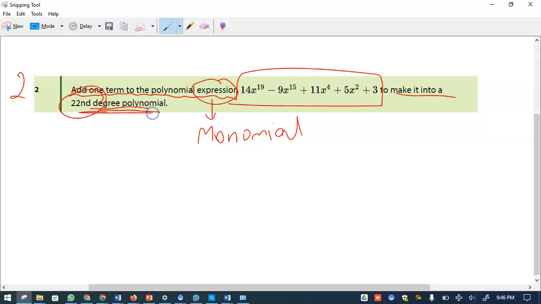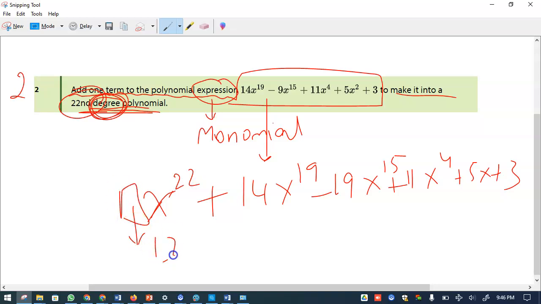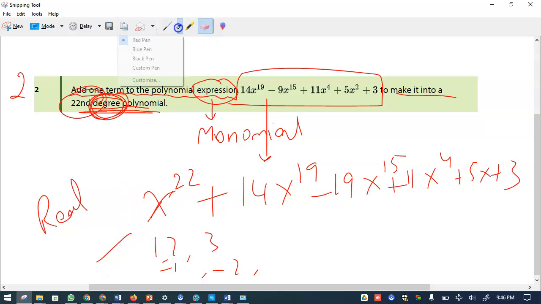Now, what does a 22nd degree polynomial mean? This whole thing stays the same. All you do is add another term with a plus here and put an x. Because 22nd degree means the highest power is 22. And here you can put anything, could be 1 or 2 or 3 or minus 1 or minus 2, because that has to be a real number. But it cannot be 0.